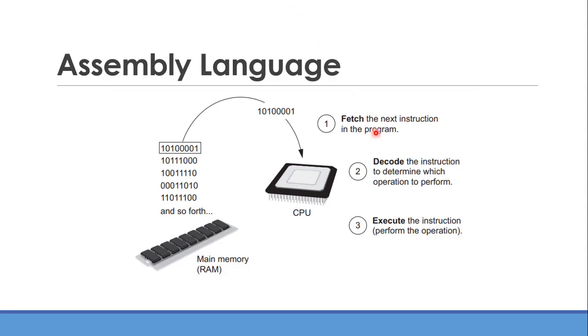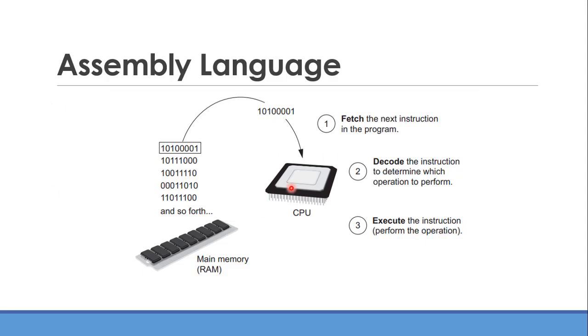Okay, so fetch the next instruction in the program, and so forth. Then it converts the instruction toward the CPU: decode the instruction to determine which operation to perform. So where does it stop, where does it go back? It is very difficult, maybe I don't understand how it fetches or executes program instructions.